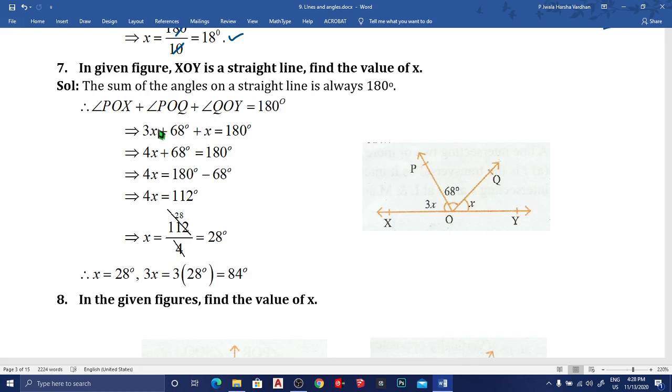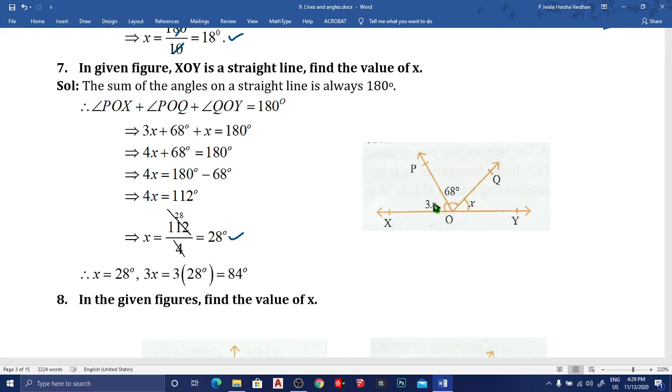Now add the like terms. 3x plus x is 4x, plus 68, which is equal to 180 degrees. Send the plus 68 to the right side, it becomes minus 68. So 4x is equal to 112 degrees. Now send the 4 to this side and divide by 4. So x is equal to 112 by 4, which is, how can I divide this? 4 2s are 8, 3 will be there, 4 8s are 32. So 28 degrees. Now you know the value of x here, which is 28 degrees.